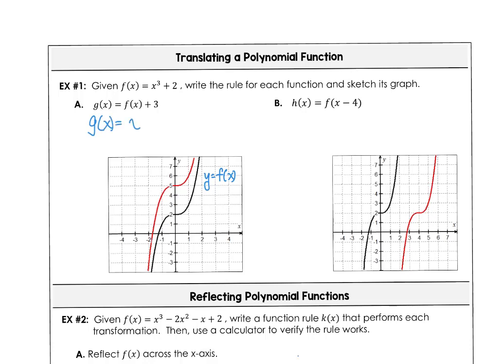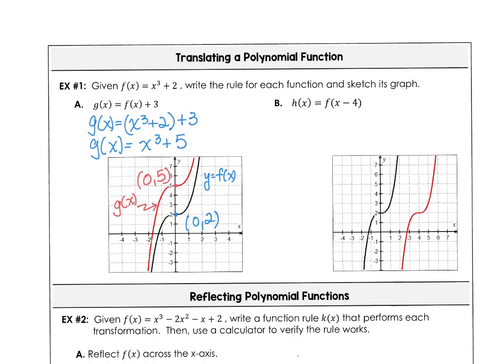So if f of x is x cubed plus 2, and I add 3 to that, then my translated graph is going to have the same shape as the parent graph, only it's going to be translated up 5 units. And in our graph, you can see this is the graph here of our g of x function. So instead of crossing through 0, 2, its y-intercept is 0, 5. And the parent had an intercept of 0, 2.